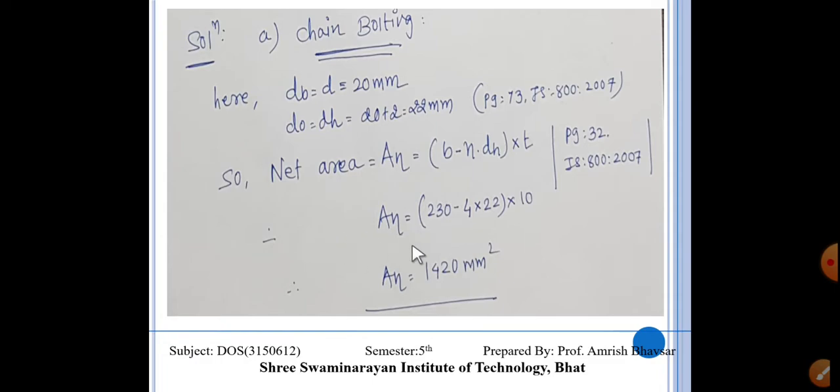So our net area is 230 minus 4 times 22, the diameter of hole, into 10 mm thickness. So here we get the net area, that is 1420 mm square. This is for the chain bolting.